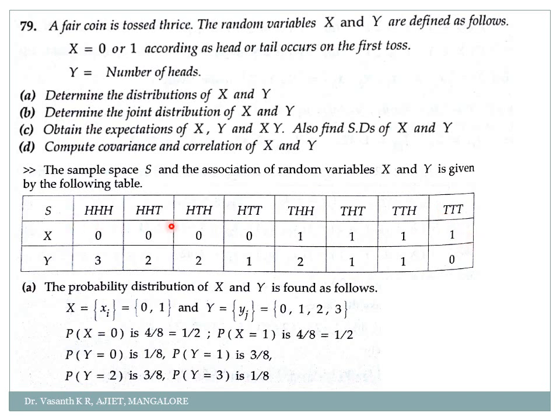So if you observe, 4 times I am getting a chance that I will get first toss as head. 4 times the chances are getting first toss as tail. Okay. What does y? How they have defined y? Y is always number of heads. So here how many number of heads has occurred? 3. Here 2, 2, 1, 2 heads, 1 head, 1 head and 0 heads.